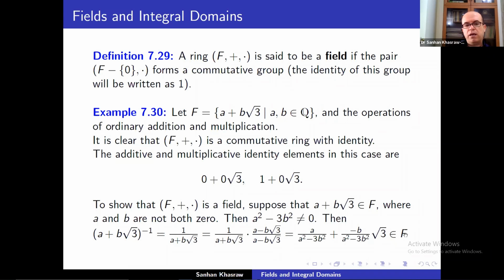Then here every non-zero element has a multiplicative inverse. So F with addition and multiplication is a field here. So we can see here Q is a subset of F, because we extended Q by the part B square root of 3. If B is 0, then I will get Q.